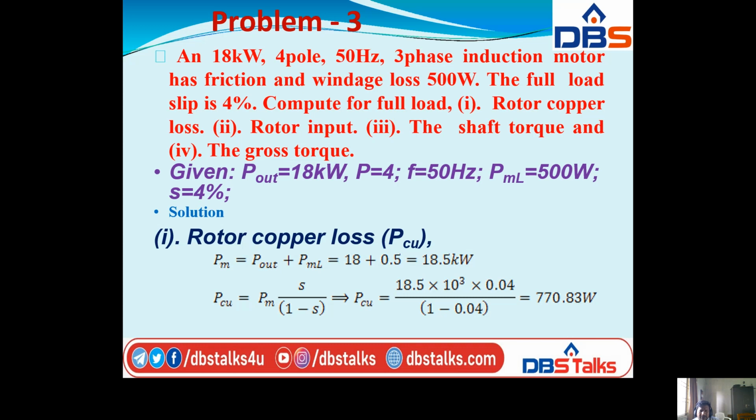Therefore, first determine the rotor copper loss. Rotor copper loss is equal to S into PM by 1 minus S, but we don't know PM. PM is equal to P out plus PML, P out 18 plus 0.5, that is 18.5 kilowatt. Therefore, copper loss in watts is equal to PM 18.5 into S 0.04 divided by 1 minus 0.04, that is equal to 770.83 watts.